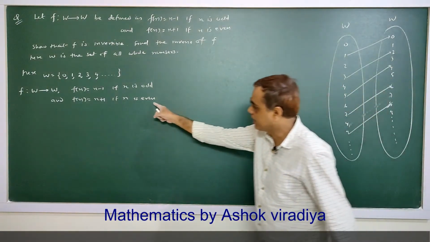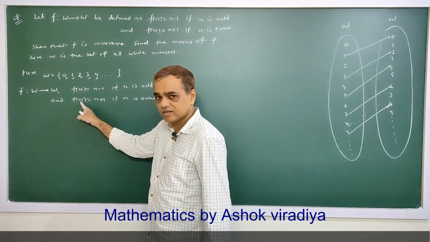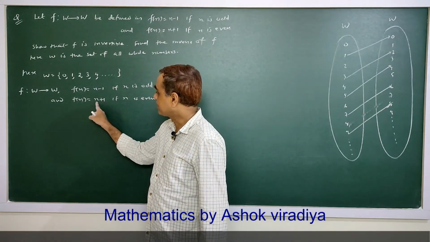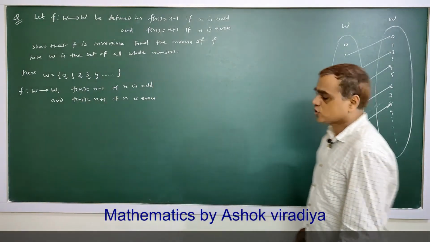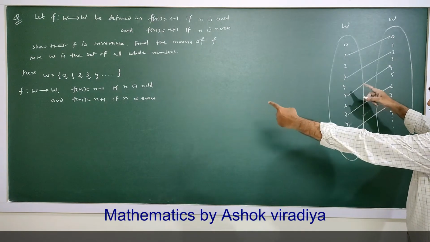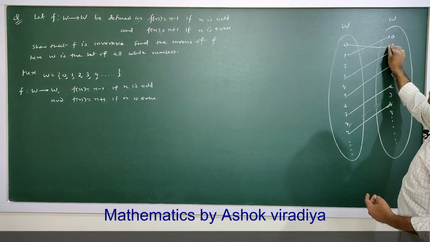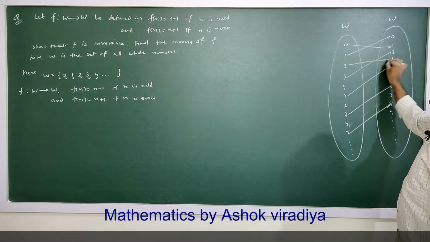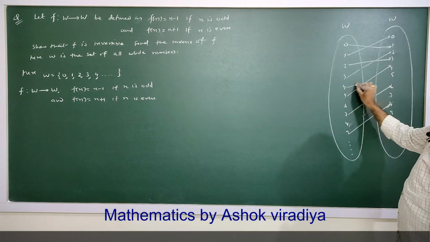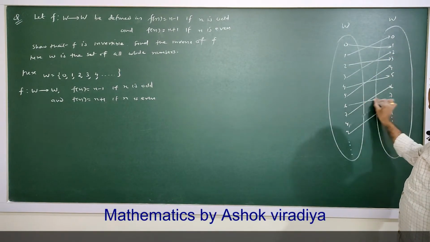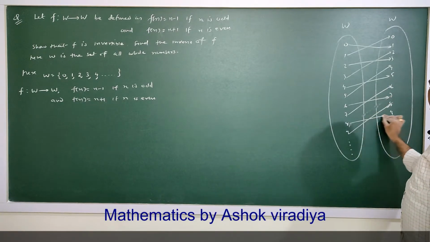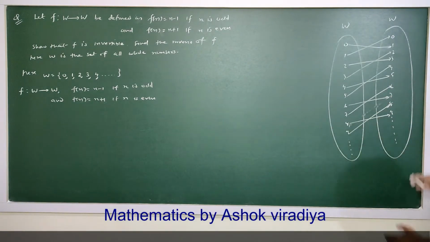Now, if the input is even, if you keep an even number here, then the output is 1 plus. So the image of 0 is 0 plus 1, so the image of 0 is 1. Image of 2 is 3. Image of 4 is 5. Image of 6 is 7. Image of 8 is 9. Now observe this design.